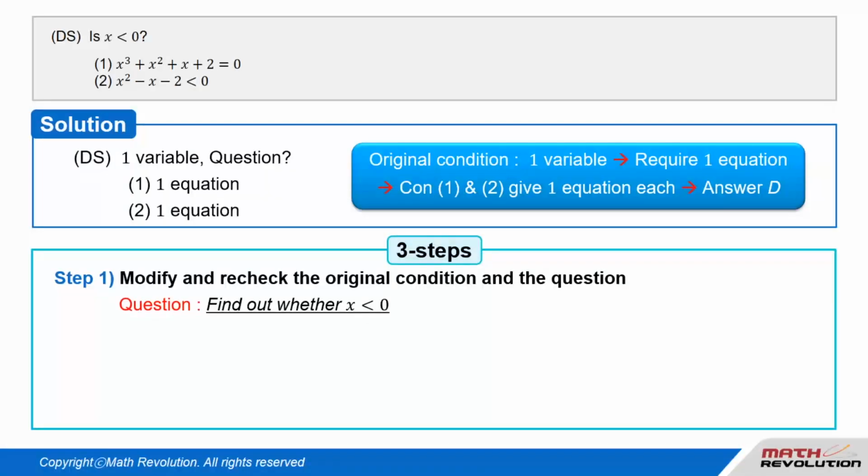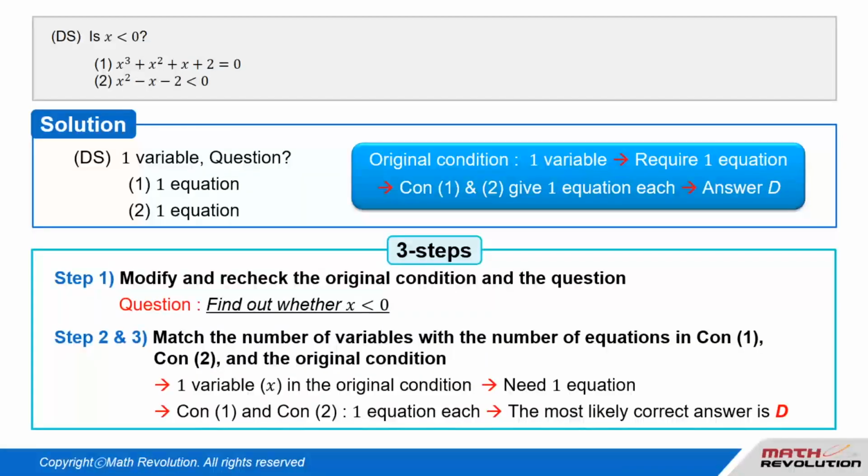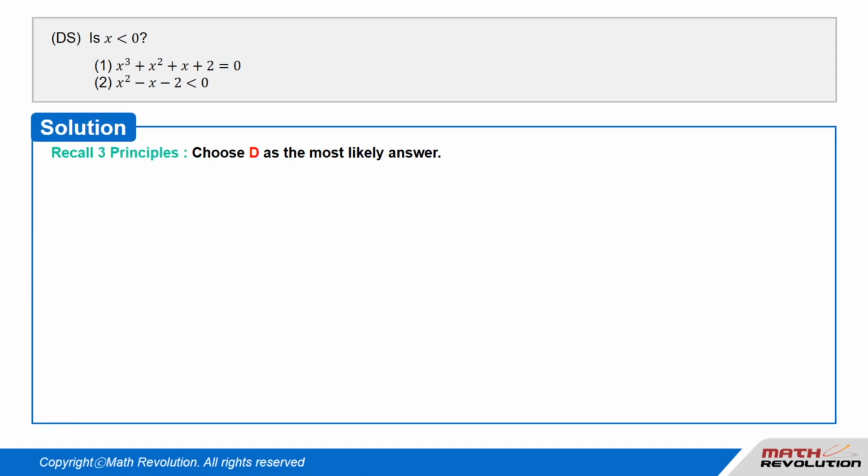Follow the first step of the variable approach by modifying and rechecking the original condition and the question. We have to find out whether x is less than 0. Follow the second and the third step. From the original condition, we have one variable, x. To match the number of variables with the number of equations, we need one equation. Since conditions 1 and 2 will provide one equation each, D would most likely be the answer. Recall 3 principles and choose D as the most likely answer.